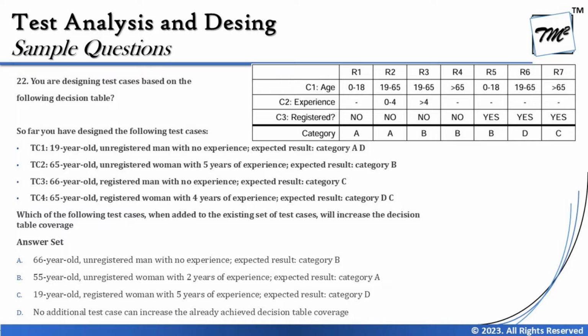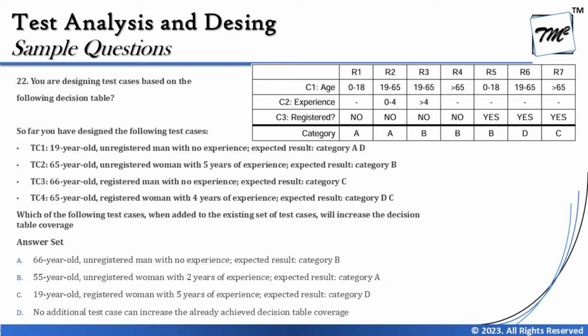Test case 1 says 19-year-old unregistered man with no experience. If I quickly compare with the table, 19 falls into R2 as well as R6, and then it says unregistered. So I should see registered where it is no, because in R6 it is yes. So it should go into R2 or R3. And then it says with no experience. So no experience is covered in R2.